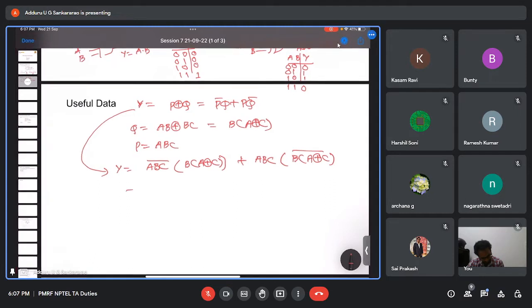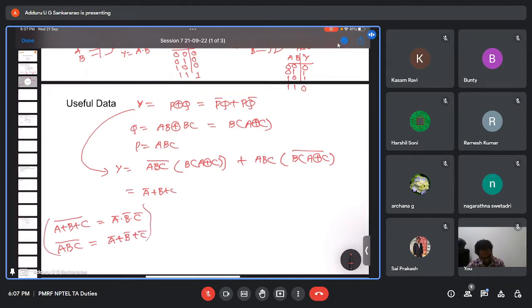Now this I can write as A bar plus B bar plus C bar. We know De Morgan's law. If we have A plus B plus C whole bar, then we can write this as A bar dot B bar dot C bar. This is De Morgan's first law or second law. And if we have A B C whole bar, then we can write this as A bar plus B bar plus C bar.